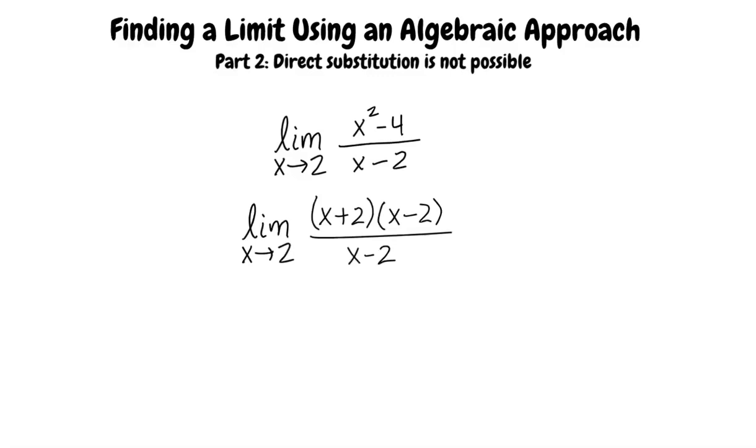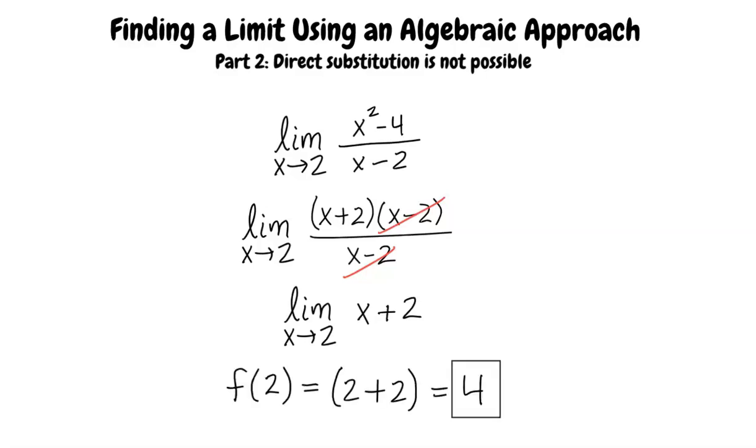First, we factor the numerator and get x plus 2 times x minus 2 divided by x minus 2, which allows the x minus 2 term in the numerator and denominator to cancel, and simplify to x plus 2. Now we can use the direct substitution method to find the limit of x plus 2 as x approaches 2, and we get 4.